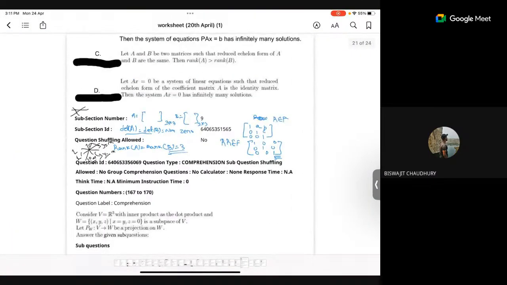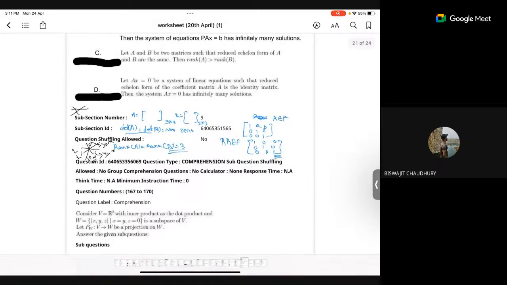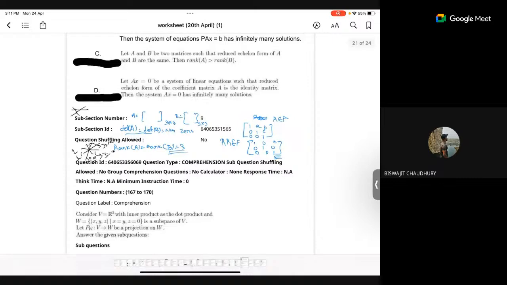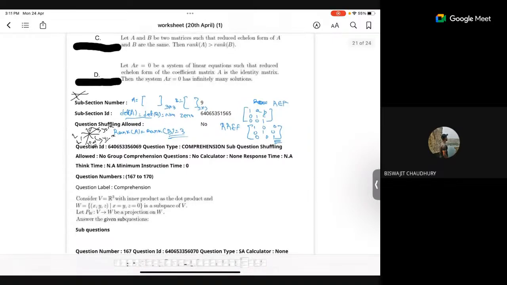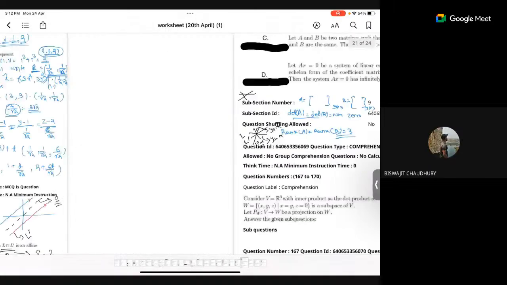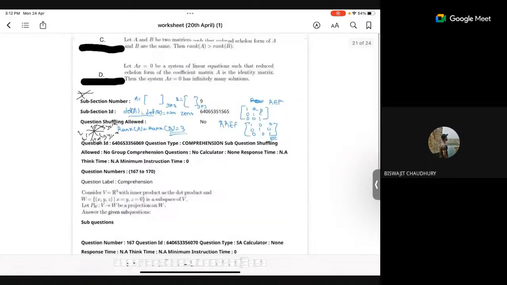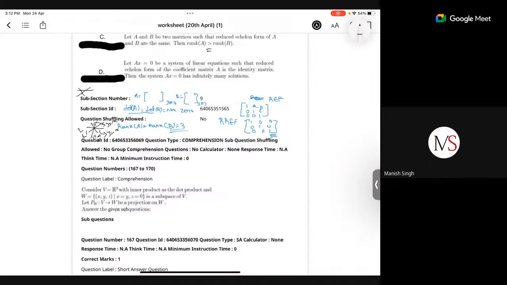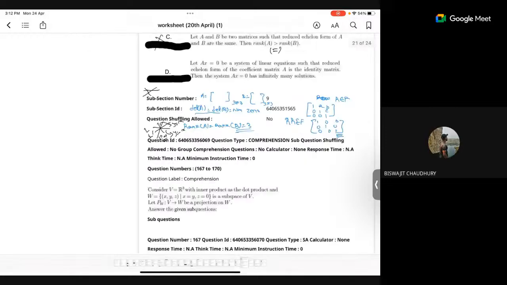Okay, so option C: let A and B be two matrices such that the reduced row echelon forms of A and B are the same. Then, whichever value you are getting for the rank of A will be equal to the rank of B, right? It has to be equal. So this E option is wrong, false. And these two are also wrong.